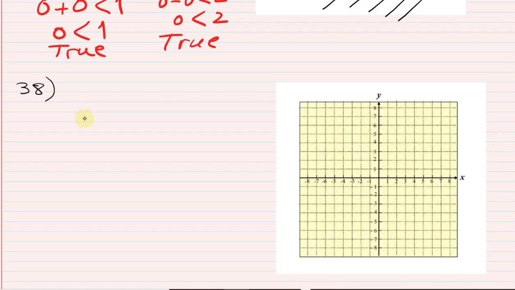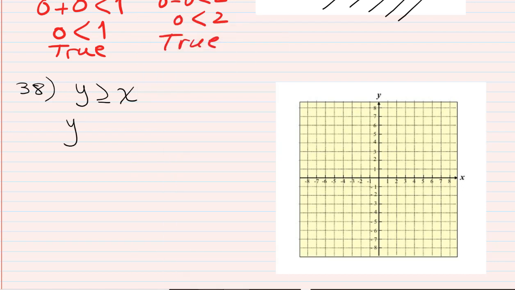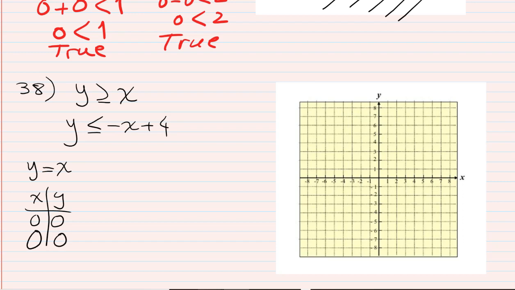Number 38, in that the first equation, y is greater than x, there's no constant there, and y is less than or equal to negative x plus 4. Okay, now first one, y equals x. When x is 0, well, y must be 0. So it doesn't make sense for me to say when y is 0, because then I get x is 0, the same point. The next one, it's easy. I'm going to let x be 2. When x is 2, y is 2. x and y are the same.